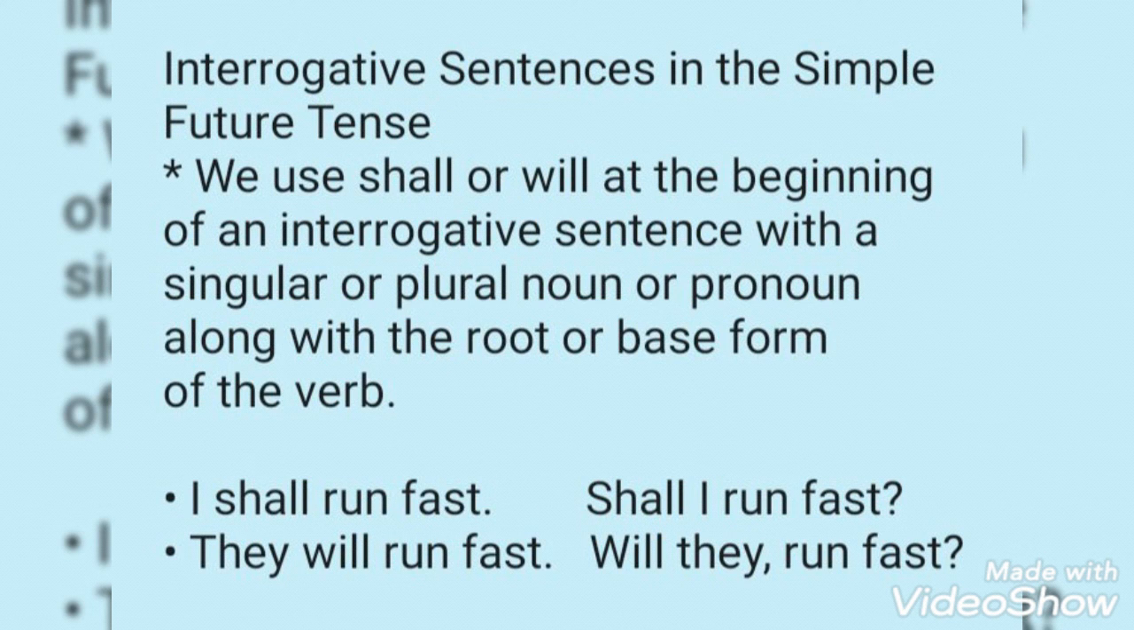Interrogative sentences in the simple future tense. We use shall or will at the beginning of an interrogative sentence with a singular or plural noun or pronoun along with the root or the base form of the verb. I shall run fast. Shall I run fast? They will run fast. Will they run fast?